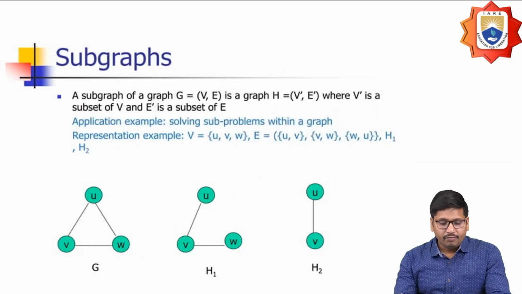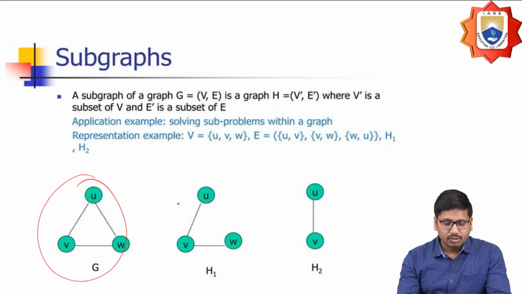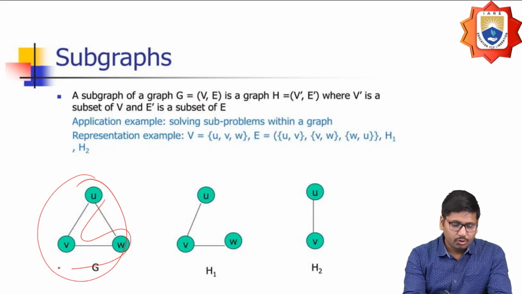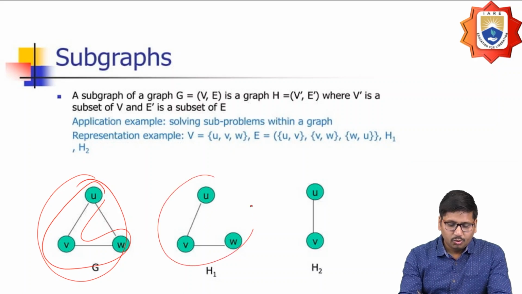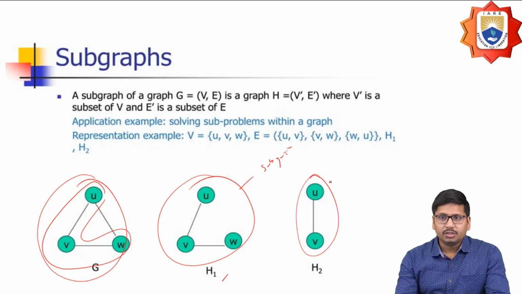And what is a subgraph here? A subgraph is nothing but some part of a graph. So if I have a graph like this and I consider some part of the graph, then I can call it a subgraph, and it is represented as H1. Similarly, this UV that I consider is also some part of the graph, so this is also a subgraph here.